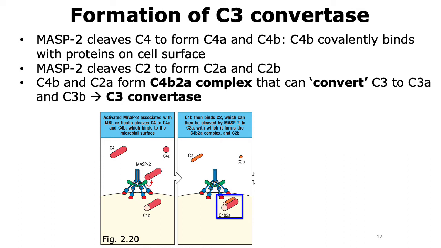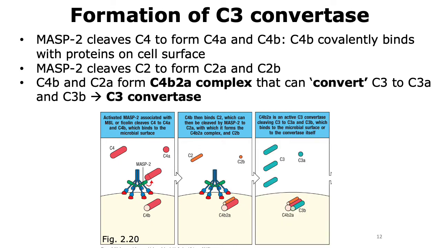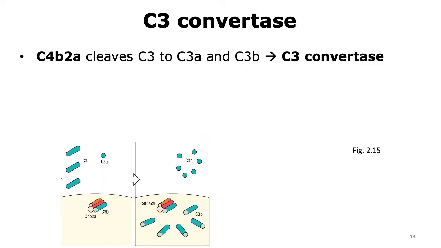This C4b2a complex has enzymatic activity, and it's called the C3 convertase. What the C3 convertase does is that it can cleave the molecule C3, which is another complement protein, into two fragments. One of them is called C3a, which is the smaller fragment, and the other one is called C3b, which is the larger fragment.